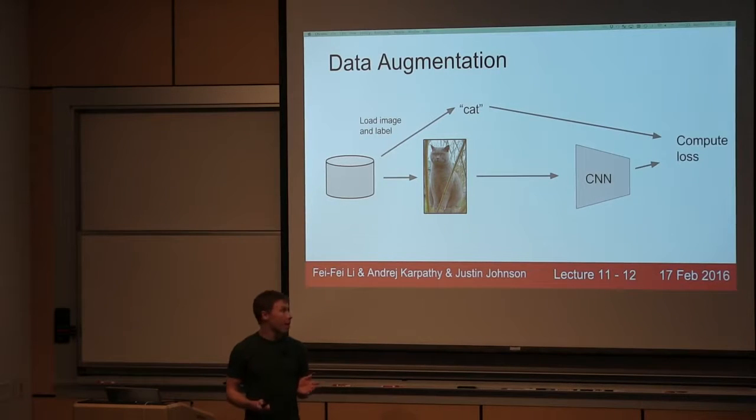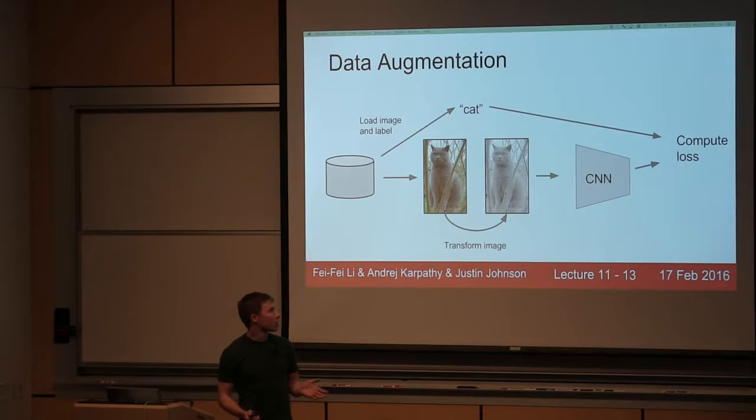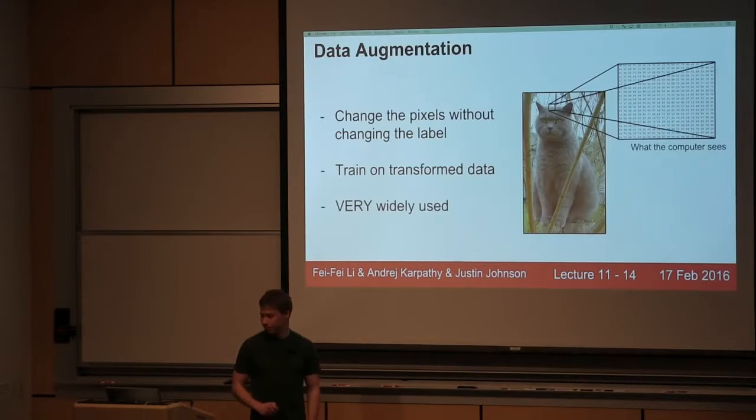The thing about data augmentation is we just add one little step to this pipeline, which is here. After we load the image up off disk, we're going to transform it in some way before passing it to the CNN. And this transformation should preserve the label. So we're going to compute loss, backpropagate, and update the CNN. So it's really simple, and the trick is just what kinds of transforms you should be using.